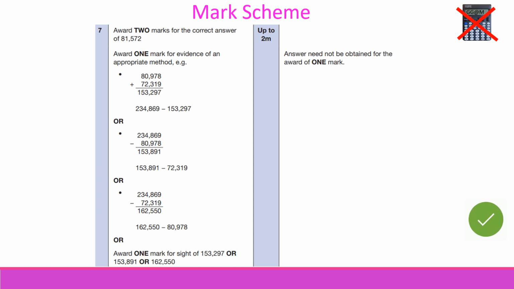The mark scheme on this question shows there are 2 marks, 2M, for getting the correct answer of 81,572. You will get 1 mark if you added together your 2 values and tried to take it away from the total, or doing the total take away match 1 and then take away match 2, or setting it out in this notation, doing it the opposite way around, the total take away match 2, take away match 1. Doesn't matter the order you do it in. As long as you have shown your working, you can get a method mark. It's really important to show your working when you're told to.